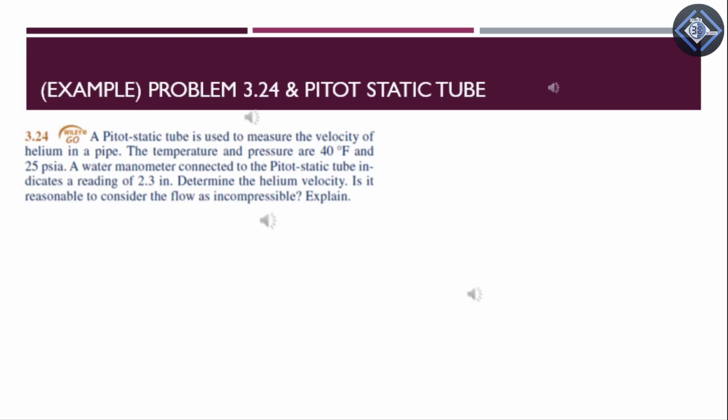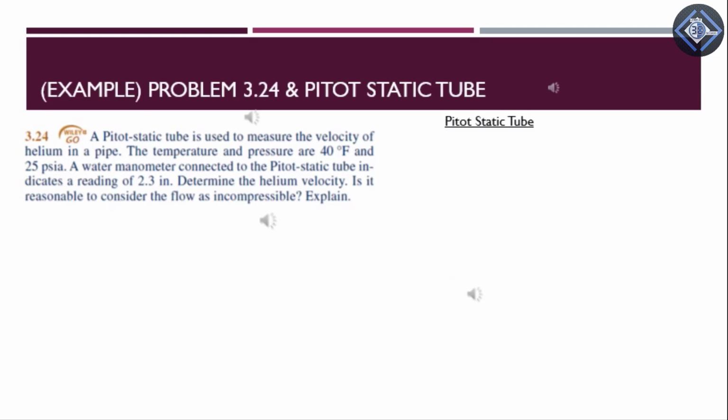Explain. So we are being given the properties of helium that is flowing in a pipe, and we are being told that a pitot static tube is used to measure the velocity of helium in the pipe, and a U-shaped manometer or U-tube manometer reads the pressure difference between 2 points to be 2.3 inch. So we have to find out the velocity and tell whether we can assume this problem to be incompressible or not, and explain as well.